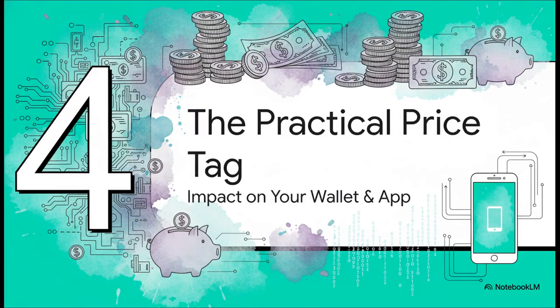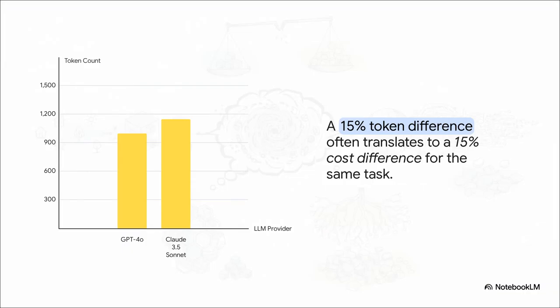Okay, so that's the technical why. But now for the so what. I mean, who really cares, right? Well, you do. Because this isn't some academic detail. These tiny differences have a very real, very practical price tag that hits your budget and can even break your app. Remember that 15% token difference we saw earlier? Well, that pretty much translates directly into a 15% cost difference for the exact same job. So if you built your budget based on one model's token count, but then you go live with another, your cost forecasts are going to be wrong every single time.